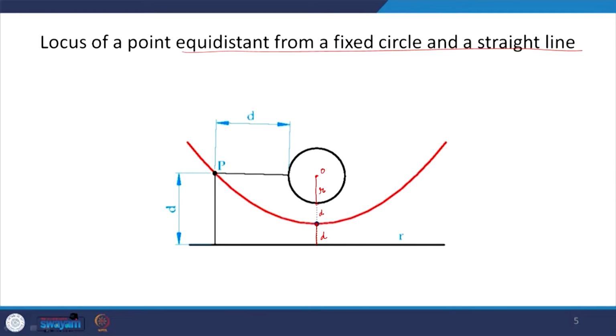Now, in this case, what do we do? In the previous case, it was a fixed point and a circle. In this case, it is a circle and a line. So, what do we draw? We draw concentric circles with this point O as the center. It remains constant.